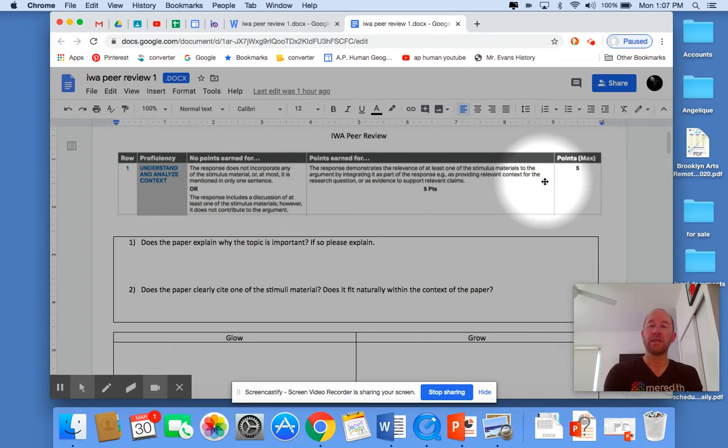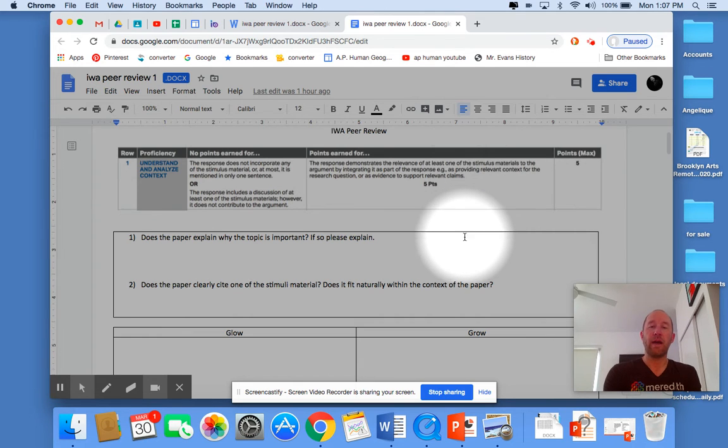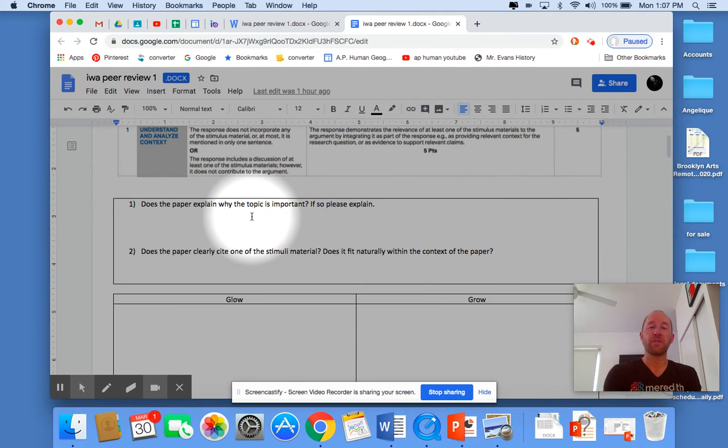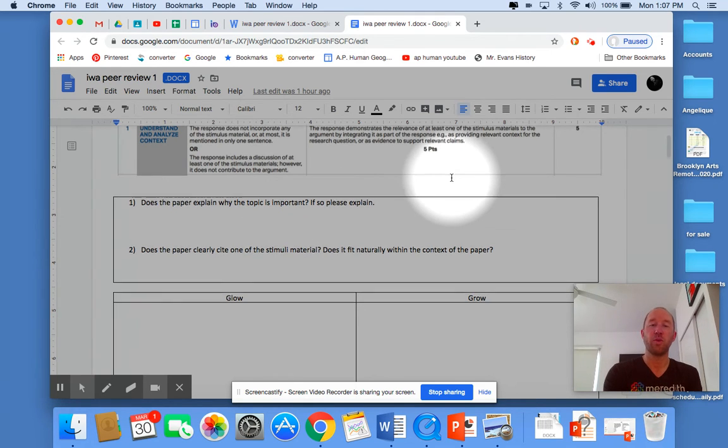So row 1, understand context, right? Make sure that the authors explained why the topic's important, and make sure that at least one stimulus material has been cited. That's worth 5 points.